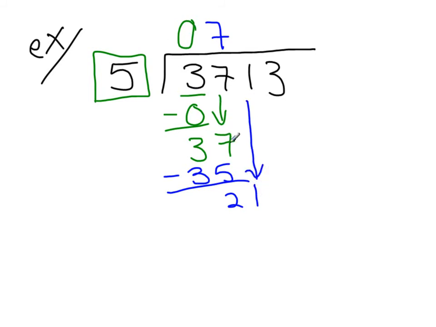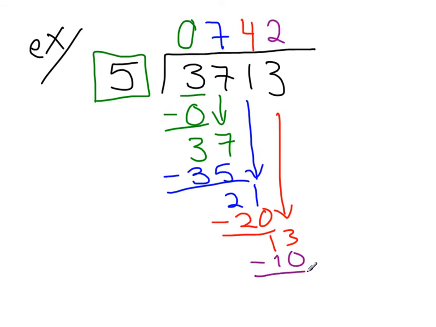And we rinse and repeat, and we ask ourselves, what times 5 gets us close to 21? Well, the closest thing we're going to get without going over, you don't want to go over, is 4. 4 times 5 is 20. And we subtract and we got 1. Bring down the next digit. And now we go, what times 5 will get us close to 13? Closest we can get without going over is 2. And now we got 10, subtract, and 3's left over. And we already know nothing times 5 will get us close to 3. And there's no more digits to bring down.